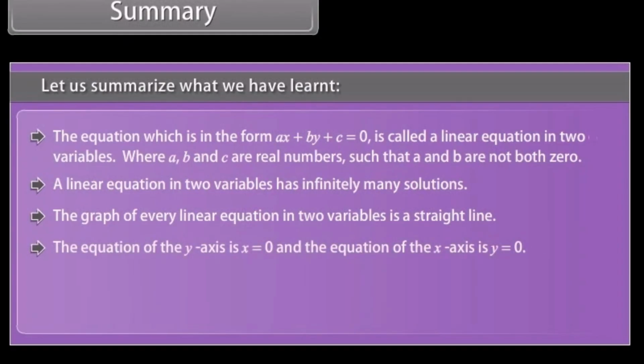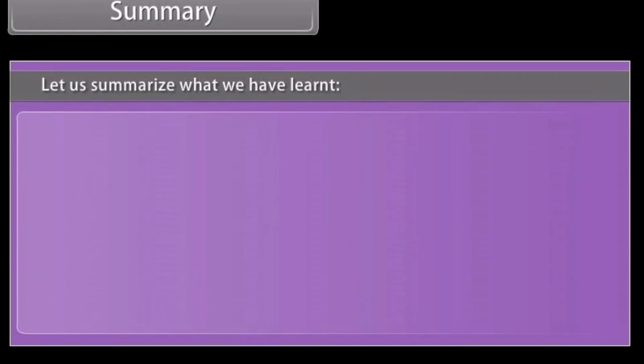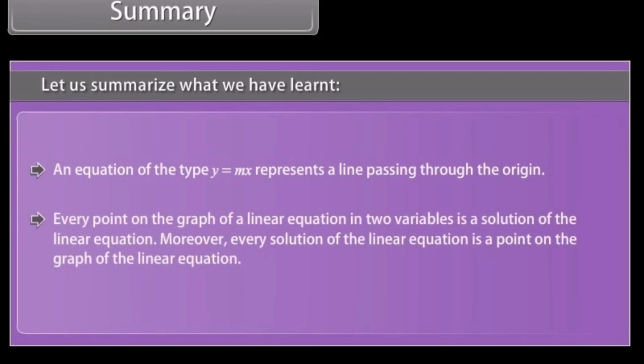The equation of the y-axis is x = 0 and the equation of the x-axis is y = 0. The graph of x = a is a straight line which is parallel to the y-axis. The graph of y = a is a straight line parallel to the x-axis. An equation of the type y = mx represents a line passing through the origin. Every point on the graph of a linear equation in two variables is a solution of the linear equation.